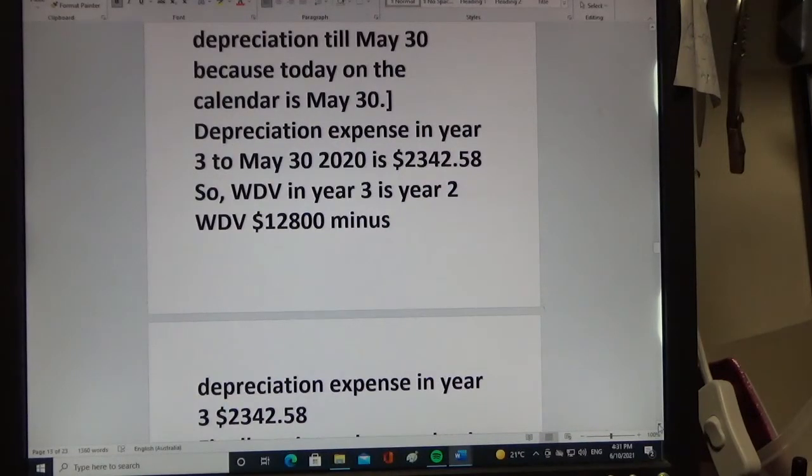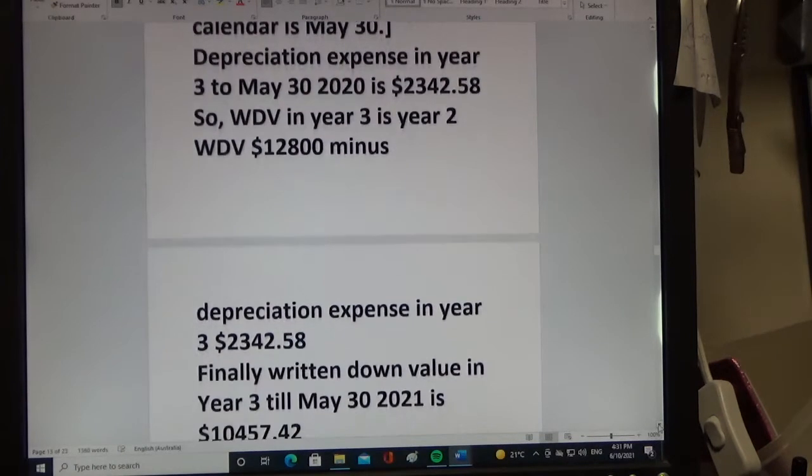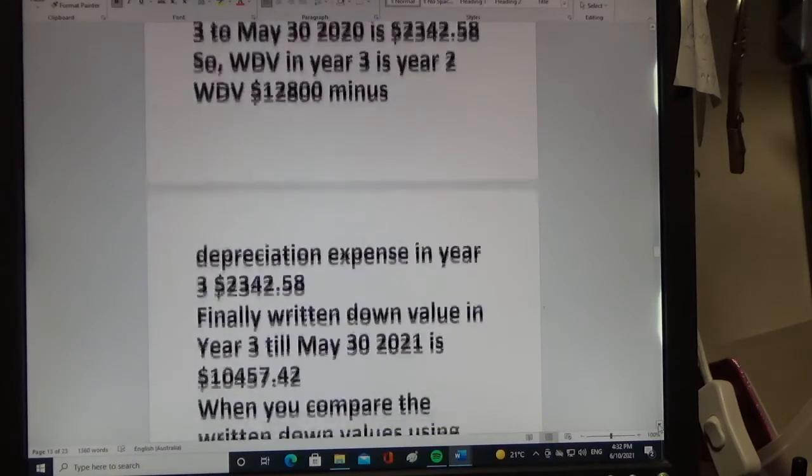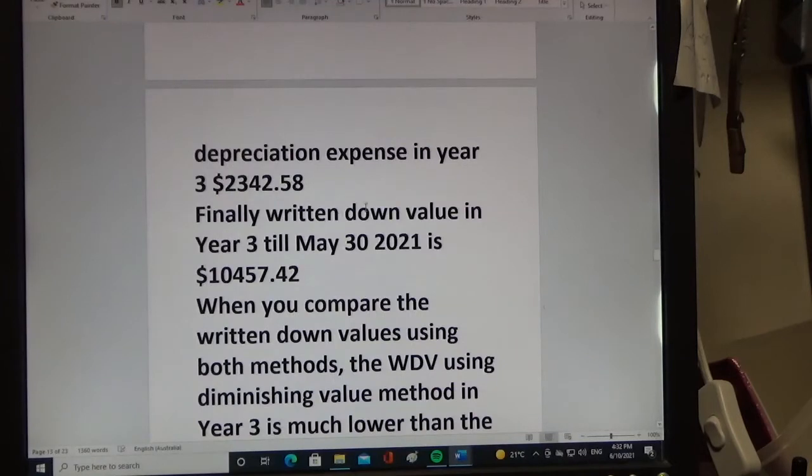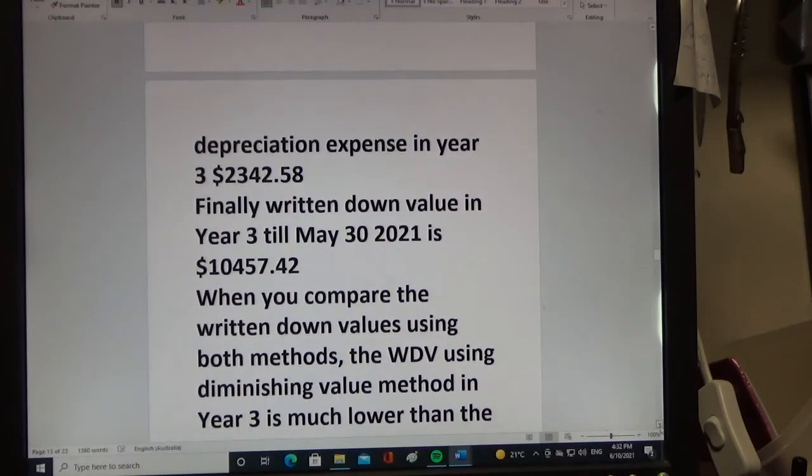So the written down value in year 3 is the year 2 written down value, 12,800, which we mentioned, minus the depreciation expense in year 3 to date, $2,042.58. So the final written down value as at May the 30th of the car is $10,450.42.